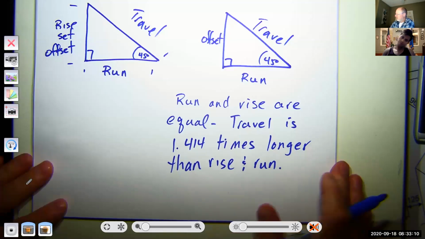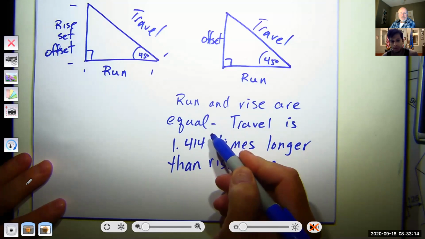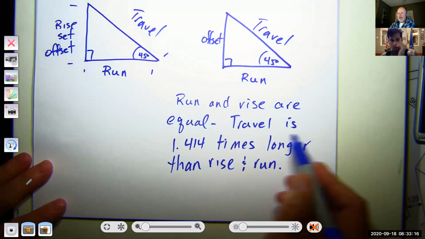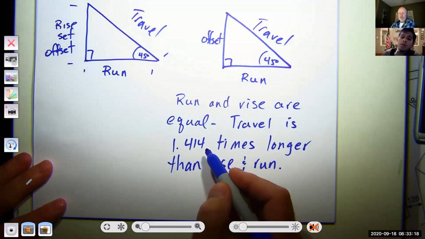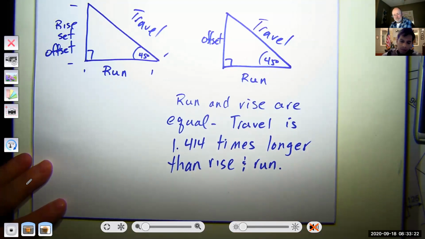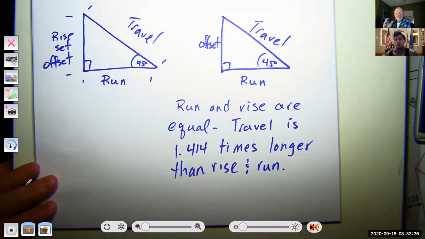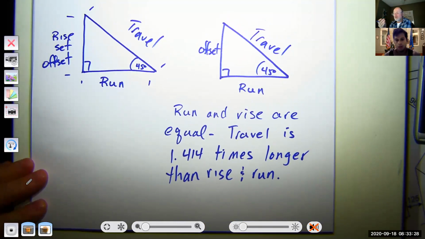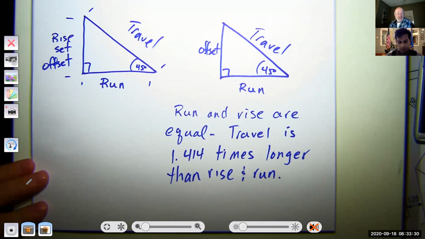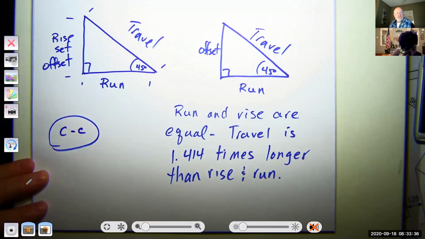So again, the run and the rise are equal always in a 45-degree right angle triangle. The travel is always 1.414 times longer than the rise or the run. Now, when we solve offsets, we're going to use triangles to find our lengths. And almost always our lengths are going to be in center to center measurements. So that's what we're going to have.